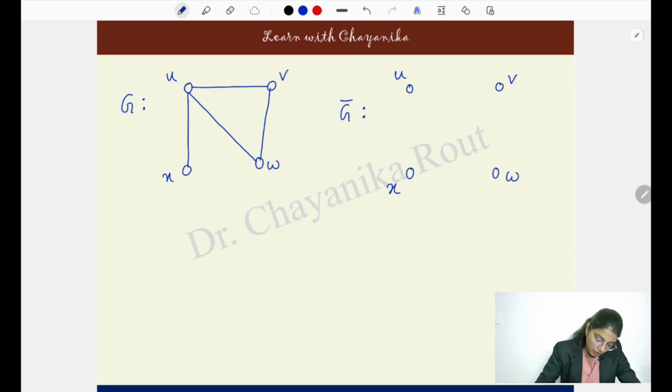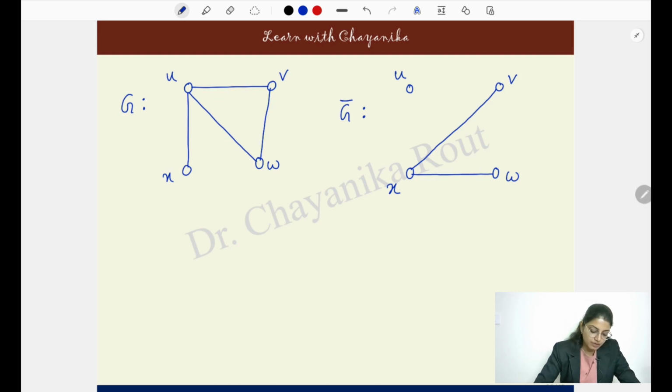So accordingly, U is already adjacent to all the remaining vertices. So in complement, U will not be adjacent to any of the vertices. In G, V is not adjacent to X, so we make V adjacent to X in G complement. In G, W is adjacent to U and V but not to X. So in complement, W will be adjacent to X. X was not adjacent to V and W. So in complement, see, X is already being made adjacent to V and W. So we are done with the complement of the graph.